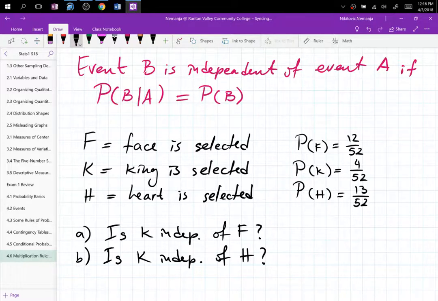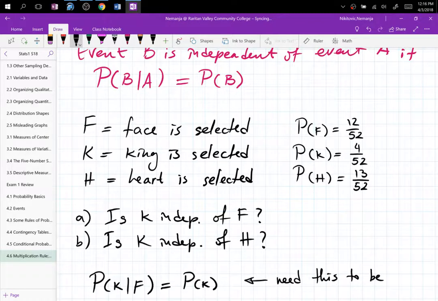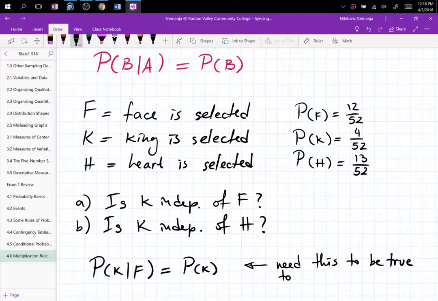So we have the formula, right? And we want to see if picking a king is independent from picking a face. So what are we supposed to check? We are supposed to check that the probability of king given face needs to be the same as the probability of getting a king. So this is what we need, right? We need this to be true to have independence.